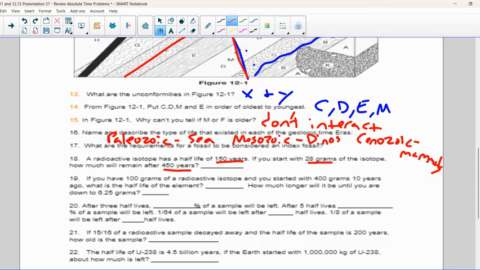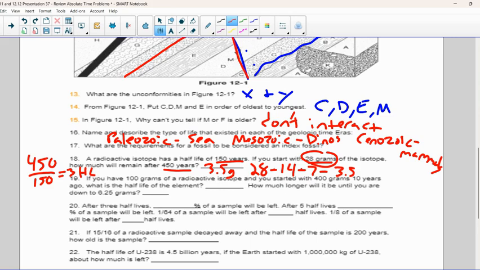So for this one, I'm going to say that it went through 3 half-lives, because 450 divided by 150 gives me 3 half-lives. We started with 28 grams. After 1 half-life, I had 14, and then 7, and then 3.5. So that's 1, 2, 3 half-lives. So your answer is 3.5 grams.